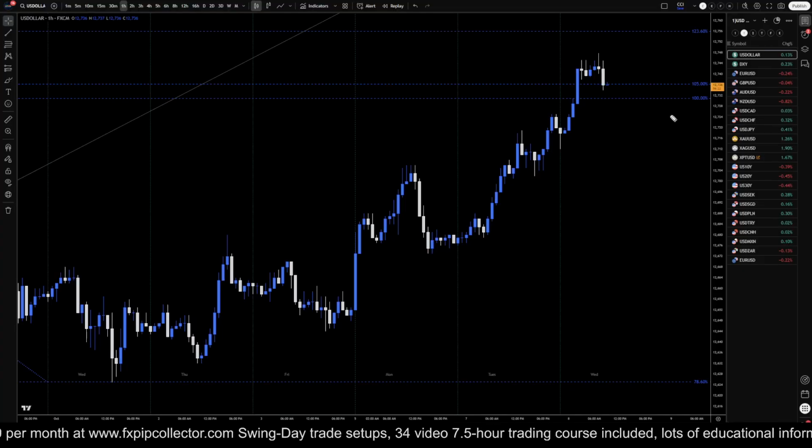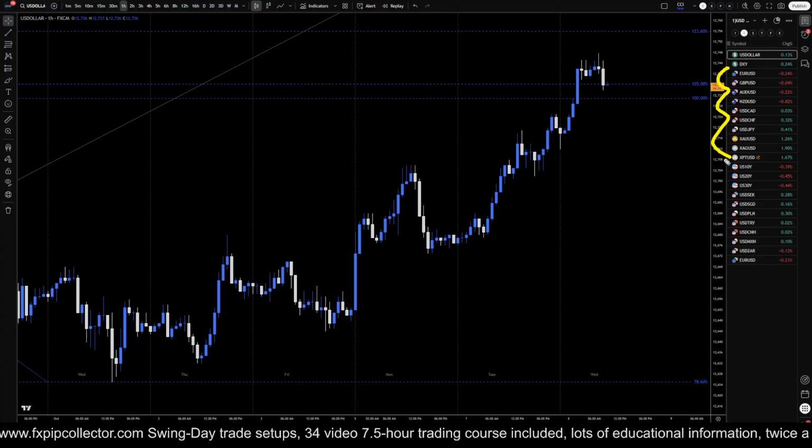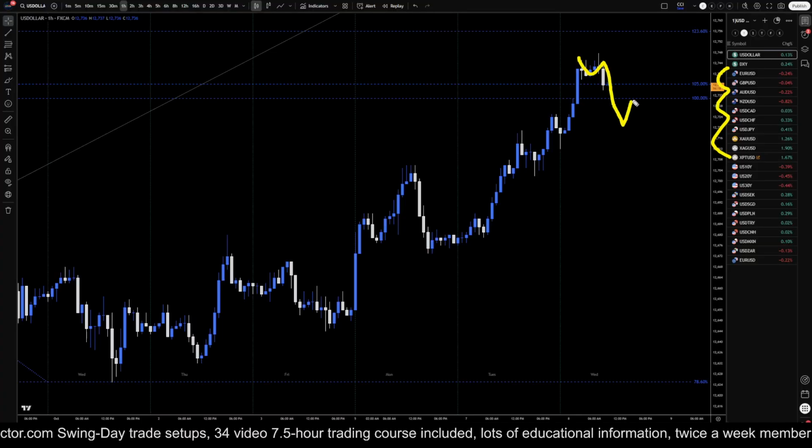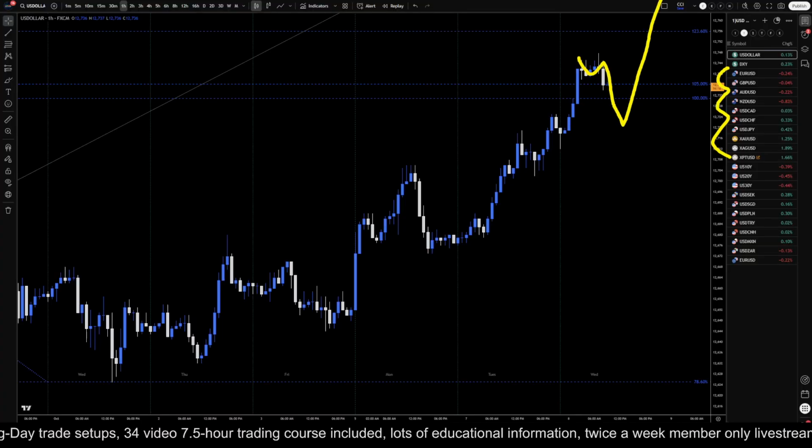But based on the analysis on all the dollar pairs, I think that anything we see to the downside is likely just a pullback within an uptrend.